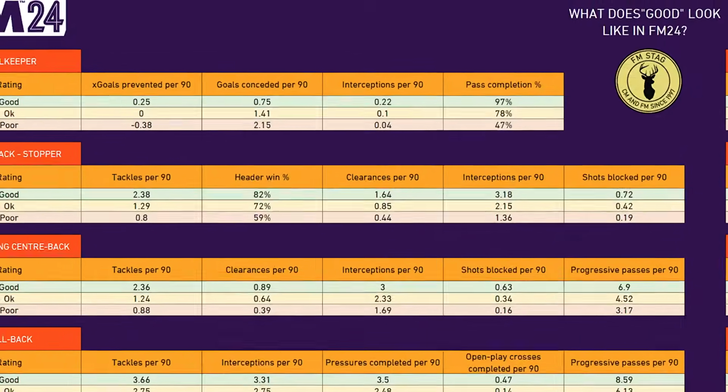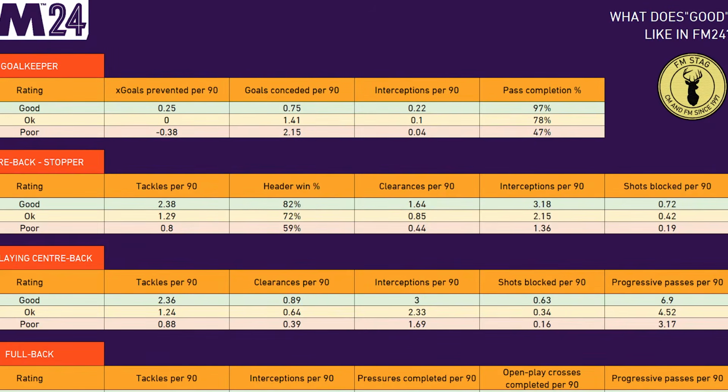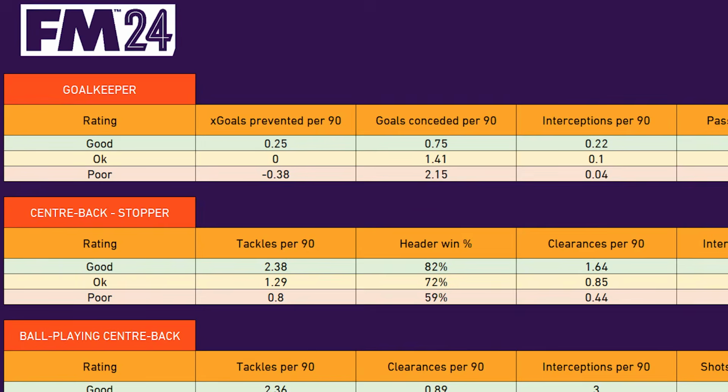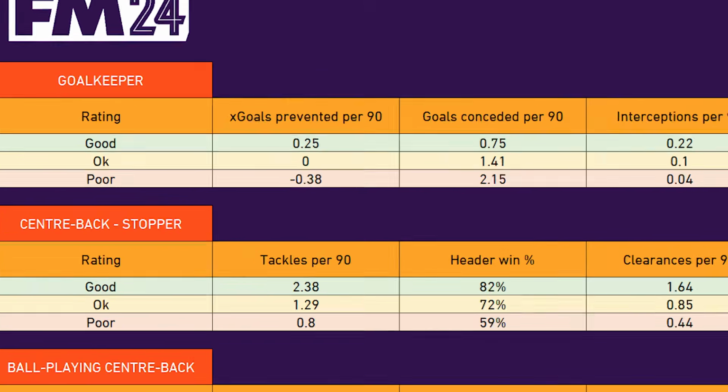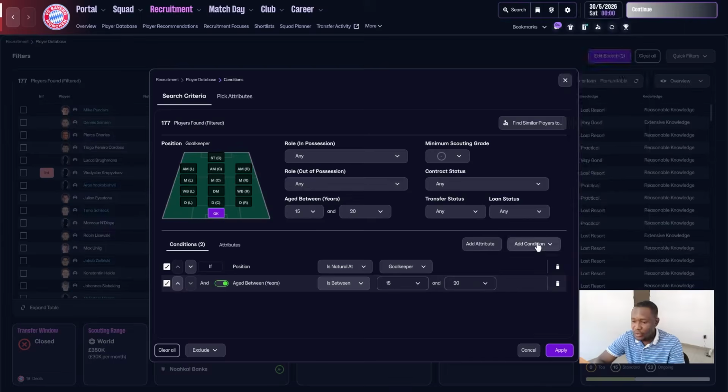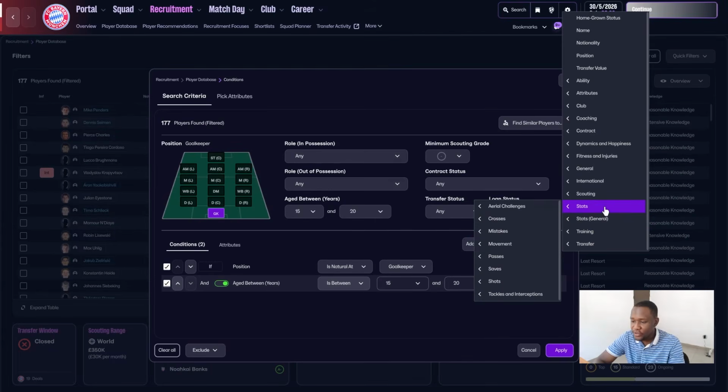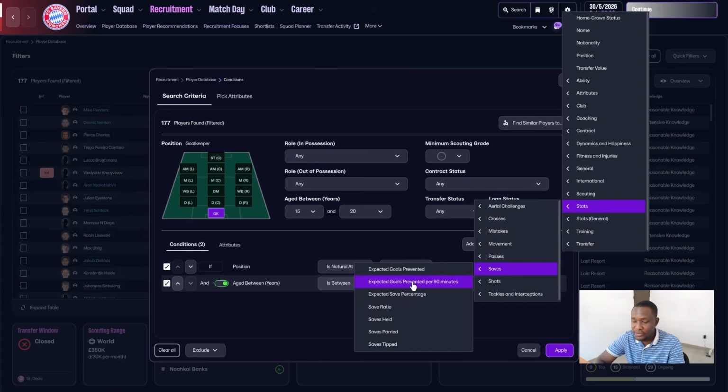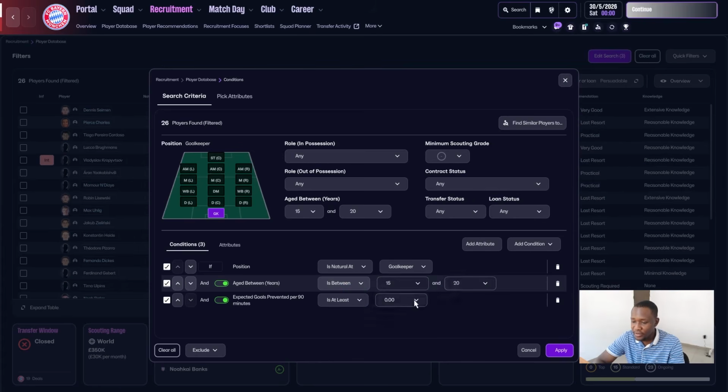While using FMStag's What Does Good Look Like spreadsheet for statistics, we can look at the goalkeeper. A very good goalkeeper that could come into Bayern Munich will need to have an xG prevented rating of 0.25. You want to go over to the conditions, and under conditions, go to stats. Under stats, go over to saves. And under saves, you can see expected goals prevented per 90. Go ahead and select that option and then dial it all the way up to 0.25.